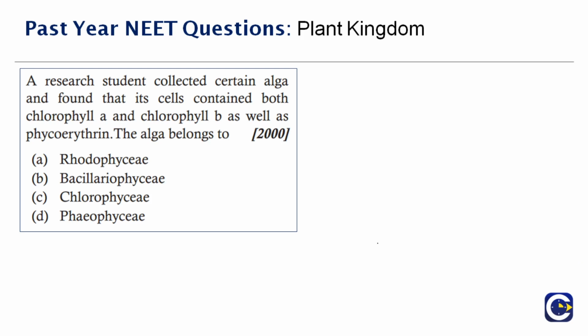A research student collected certain alga and found that its cells contained both chlorophyll A and B as well as phycoerythrin. Now we have to tell which family this algae belongs to. So what all does it contain? It contains chlorophyll A, chlorophyll B and phycoerythrin. As we already discussed in the earlier part 1, different algae belong to different colors, and that color dominance is because of the pigments that are present in the algae.